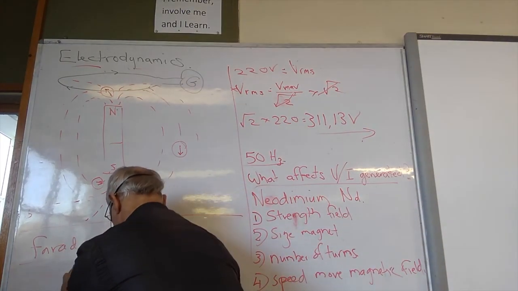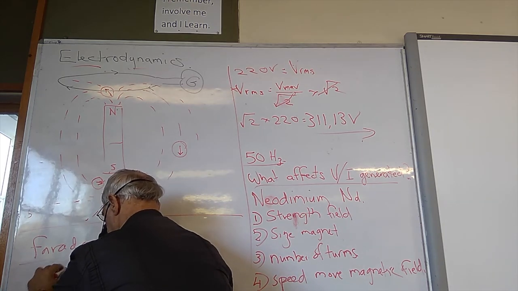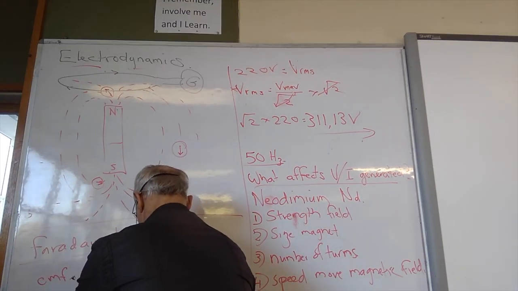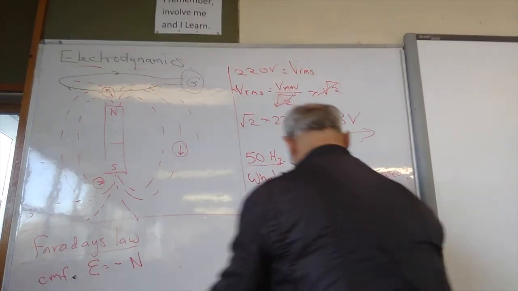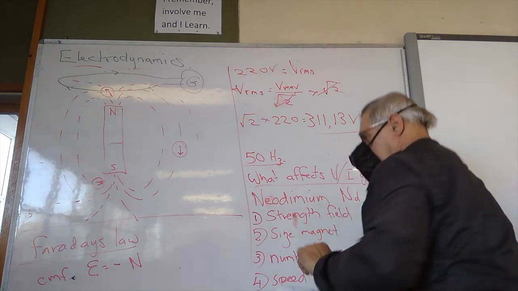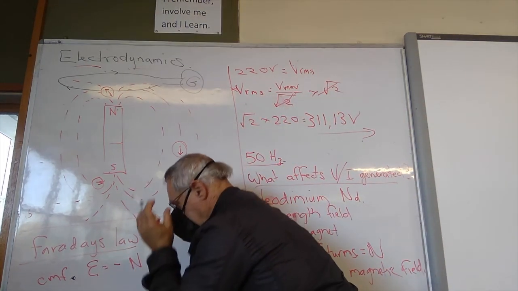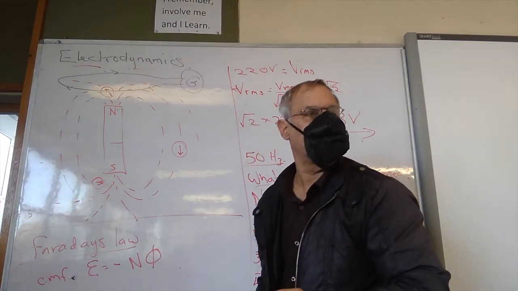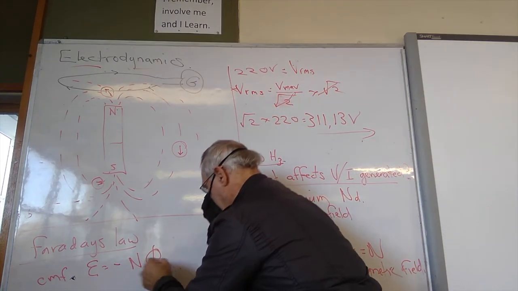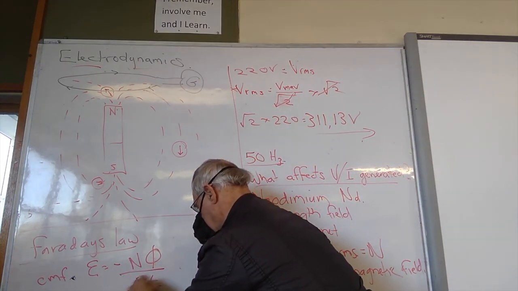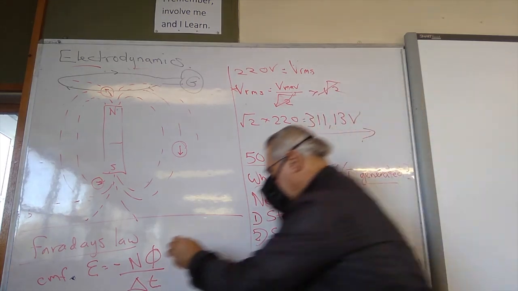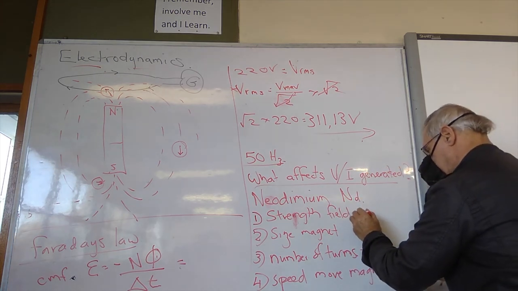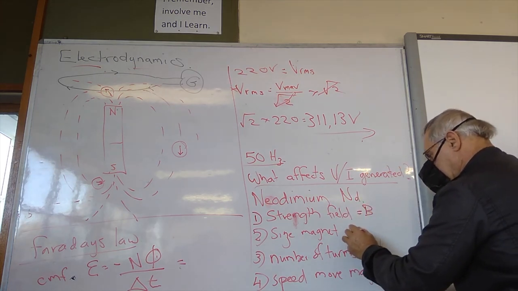Faraday's law says the EMF that you generate equals the negative of the number of turns times delta phi, the flux, over change of time. And that can be broken down into two components, which is the strength of the field, which is B, and the size of the magnet.